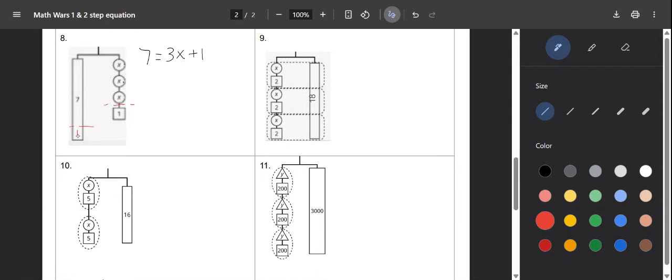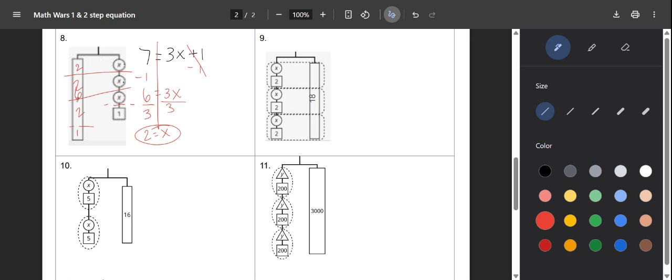First things first, we know we need to get rid of that 1 at the bottom. So I'm going to subtract 1 from both sides. That tells me that 6 is equal to 3 x's. We're going to chop it into 1, 2, 3 equal pieces. And I know 6 divided into 3 equal pieces is equal to 2. So x must be equal to 2.